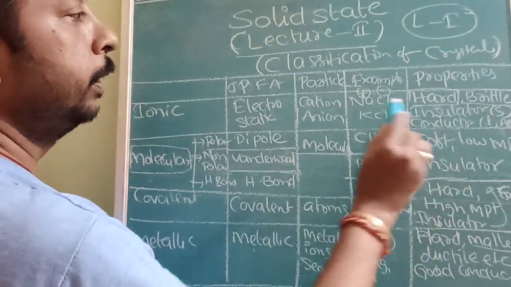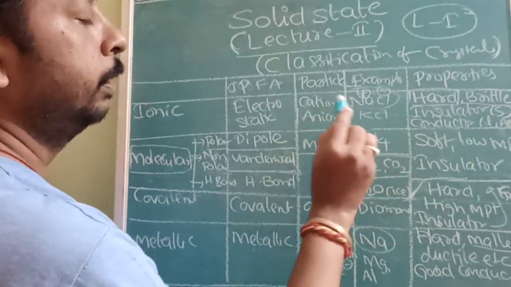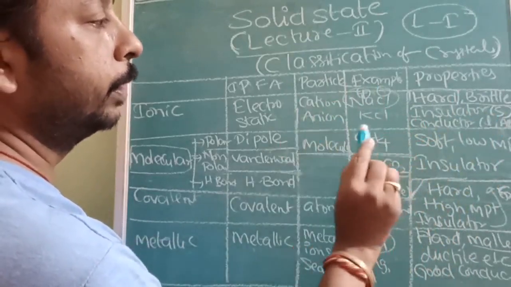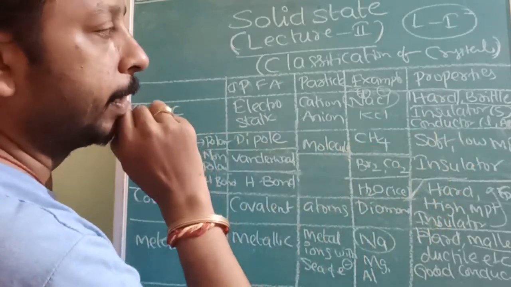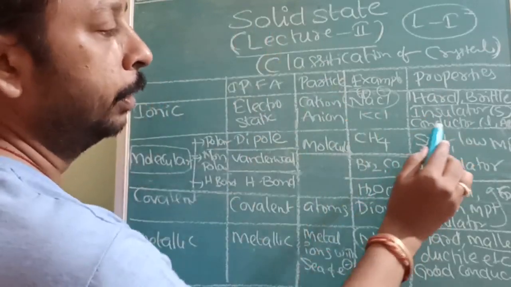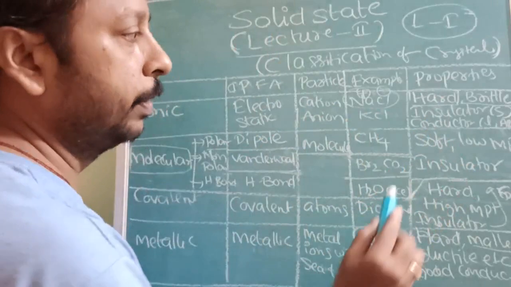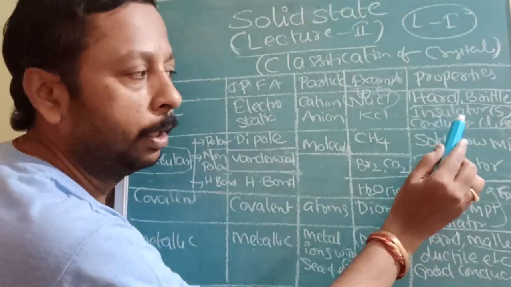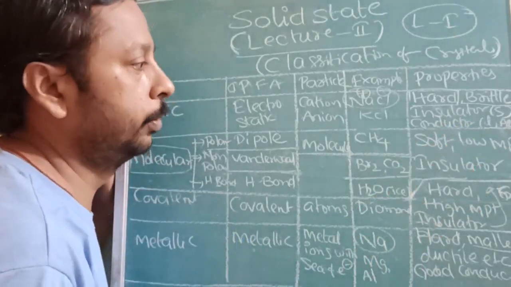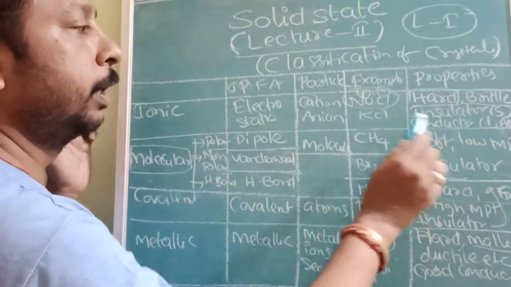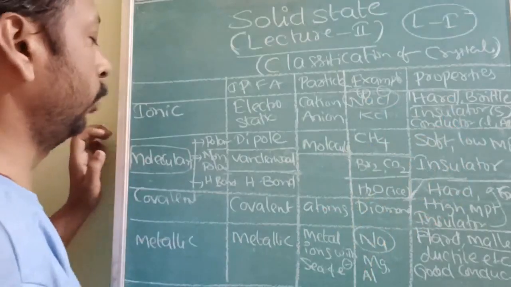Okay, even though ions are present, they are not allowed to move here and there in the solid state. Therefore they are insulators. But the same substance, when taken in the aqueous state, acts as a good conductor, the best conductor. Because in the aqueous or liquid state, these ions are free to move.